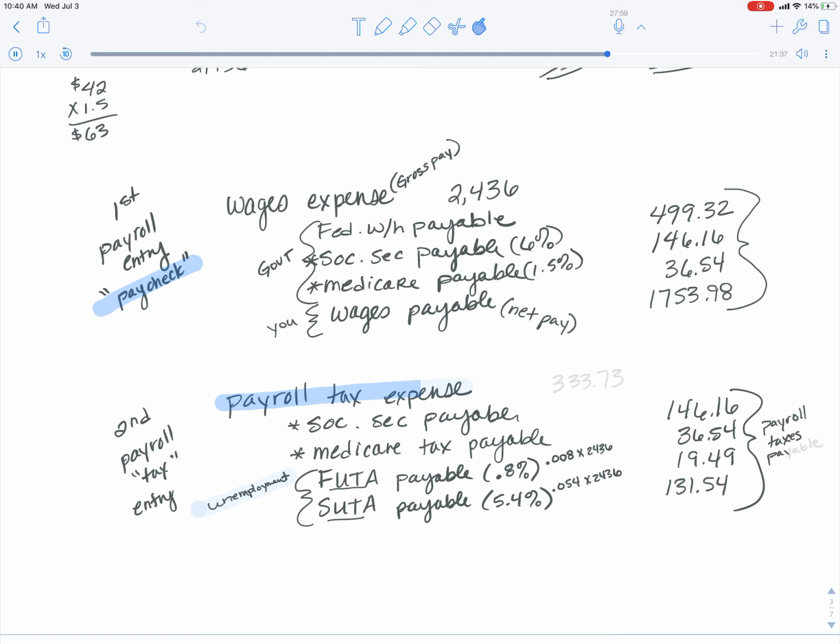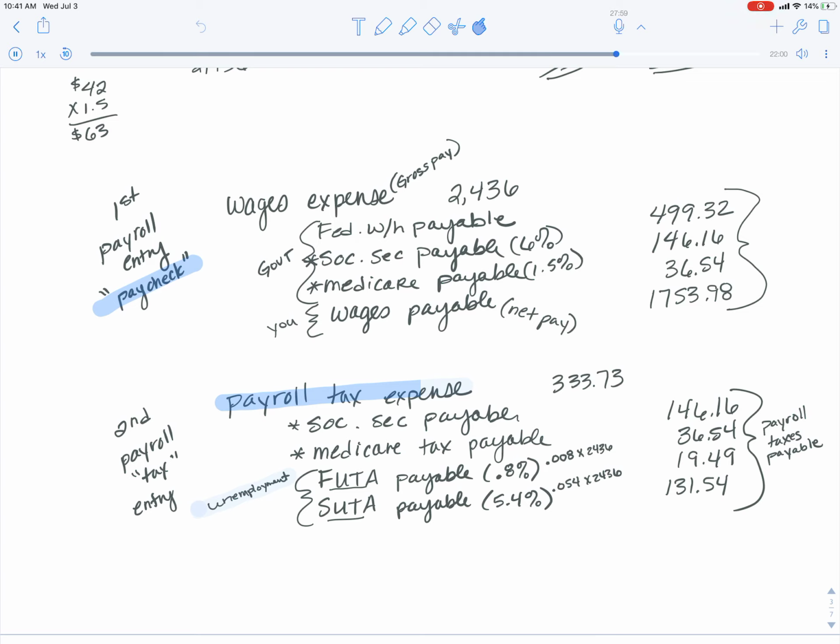Together. So when doing the second entry, which is the payroll tax entry, you should do all your credits first, then total them up, and payroll tax expense is the total of all of those. So if I were to give you this same example, and the question was, what's payroll tax expense?